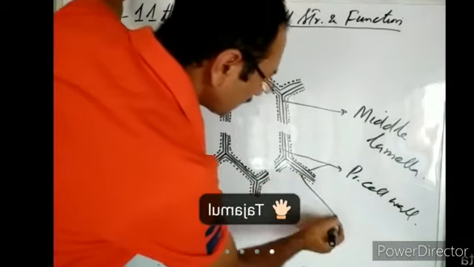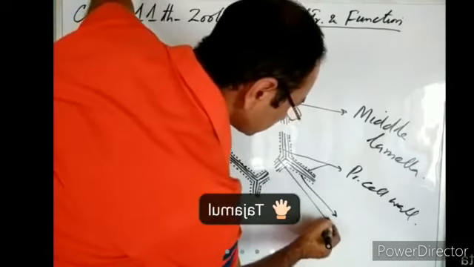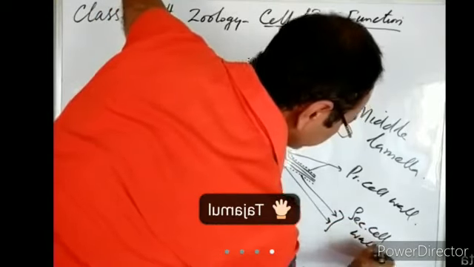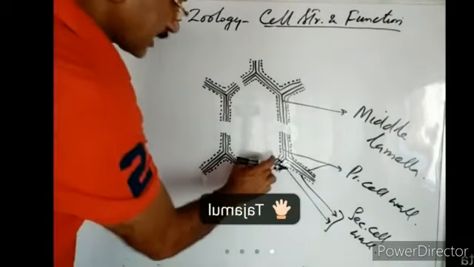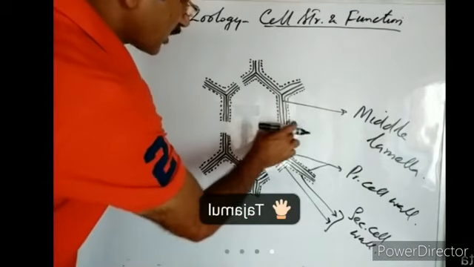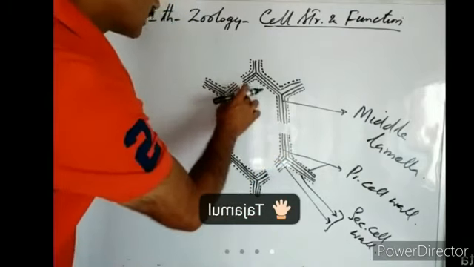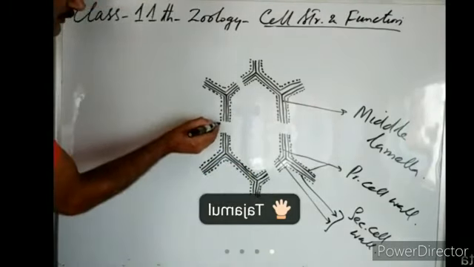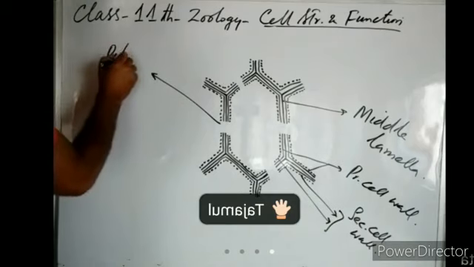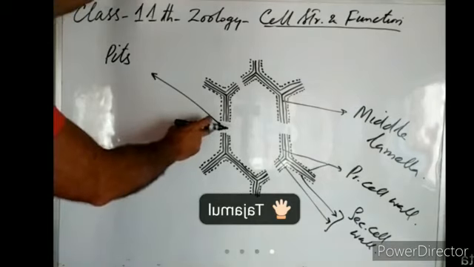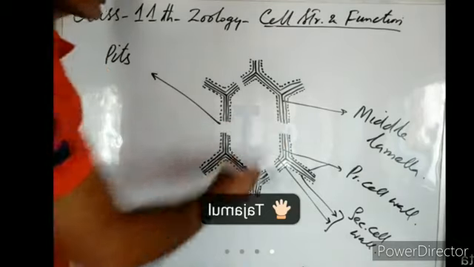So this is secondary cell wall. This is also secondary cell wall. And in this cell wall, there are certain areas where the cell wall is not formed. These areas where the cell wall is not formed are known as pits. And these pits are always in pairs. If the pit is on this side, it will also be present on its opposite side.